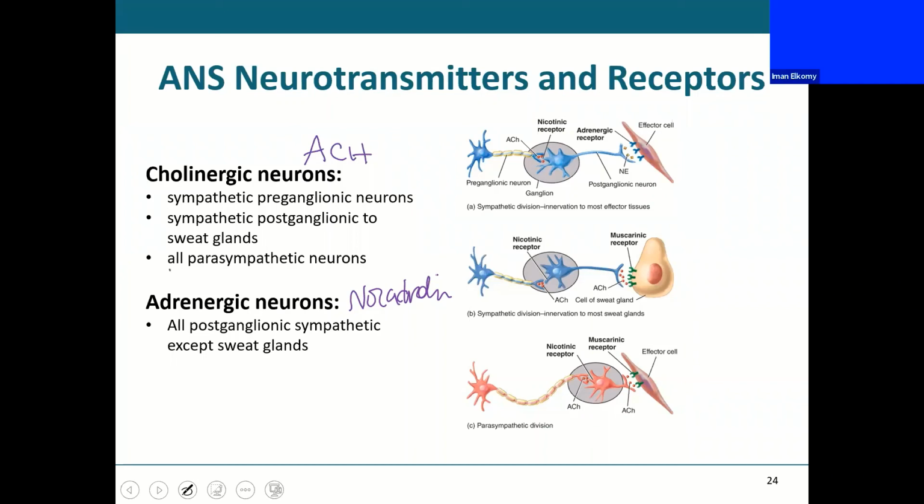First of all, every parasympathetic neuron is a cholinergic neuron. That means that the parasympathetic nervous system only uses acetylcholine as a neurotransmitter, exactly like your somatic division. Why? I don't know. Why do we have opposing thumbs? I don't know. Just because that's the way it is.